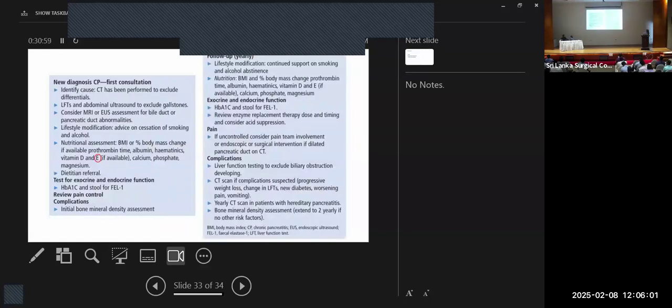Right. So overall, this is from the British guideline. This is what you need to do in the clinic. There are things that you have to do at diagnosis and things that you have to do at follow-up. Again, you don't need to take photos of this, go through the guidelines. I've given you the resource, right?